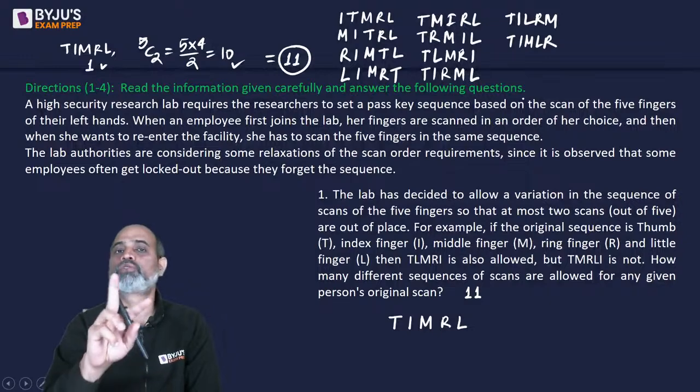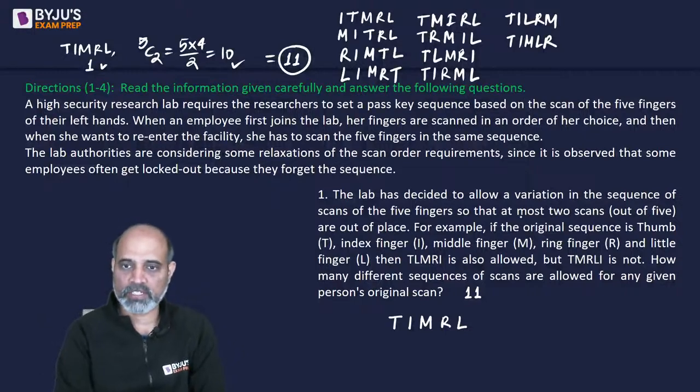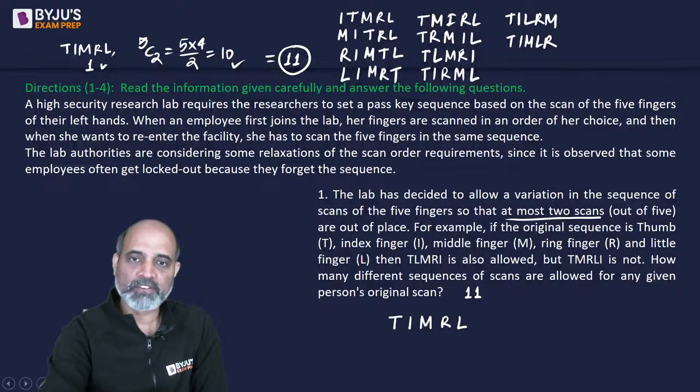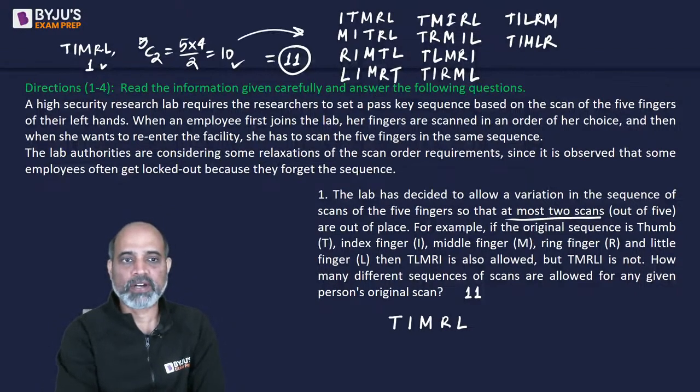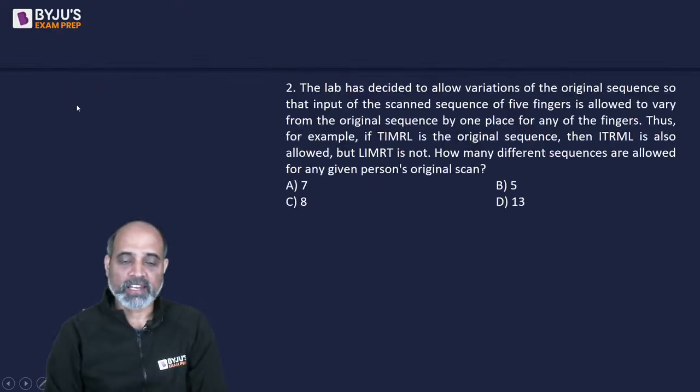तो आप देखोगे दो places केवल switch हुए, interchange हुए. Everything else is same, right? So it says at most 2 scans are out of place. So we will have 4 plus 4 plus 2, that is 10 cases here, and one case will be the original scan, total 11. Okay, let's look at the next one.